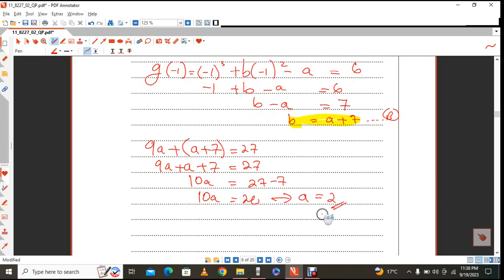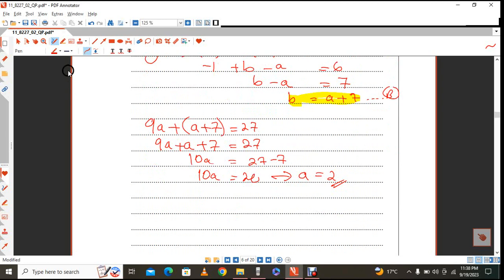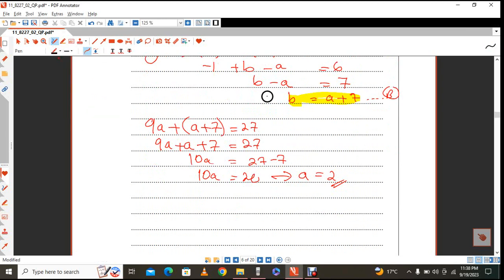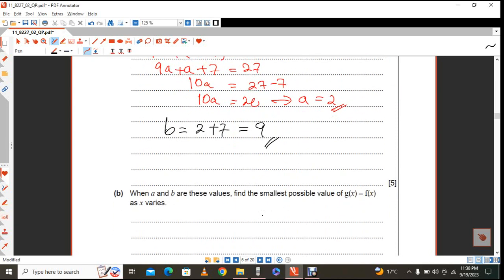Now, in order for us to find the value of b, we simply substitute in any one of the equations. I'll be using this one, so I'll say b equals our a value, which is 2, plus 7. Therefore, b is equal to 9. At the end of the day, the solutions then are a equals 2 and b equals 9.